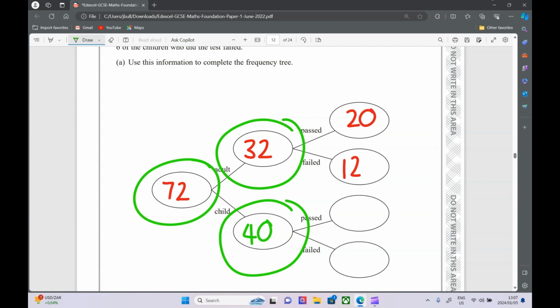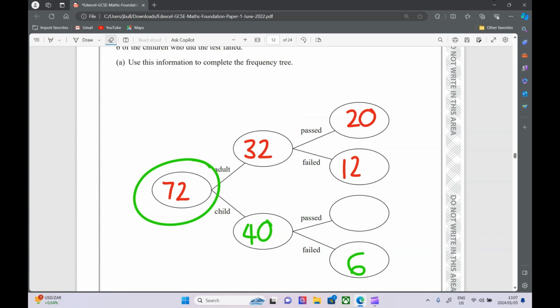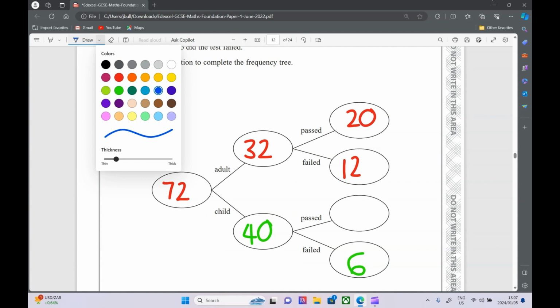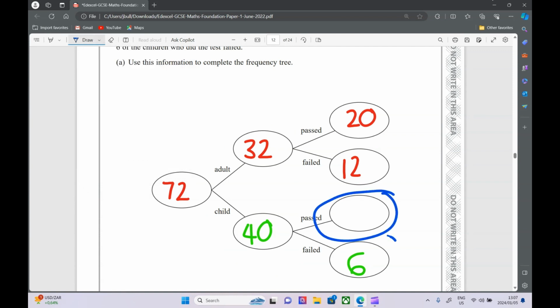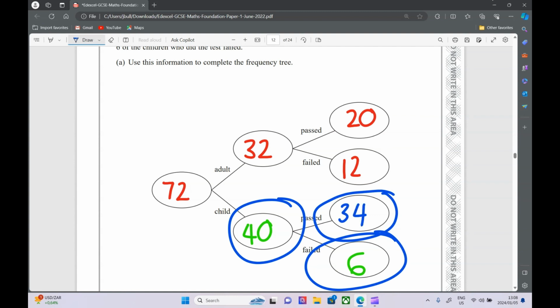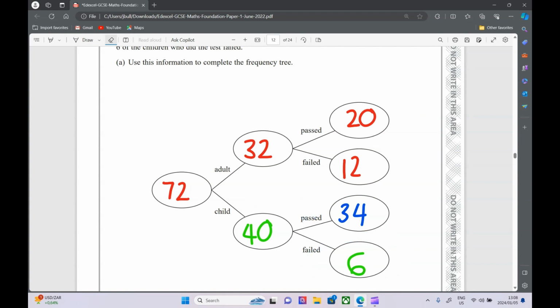They say 6 of the children failed, so I'm going to put that in there. And then remember, again, these have got to add up. So we can then say this plus 6 has to give me 40. So that would have to be 34 plus 6 would give me 40. So there I filled in my frequency table. Really straightforward. You would just have to work through it like that, just keep track of the branches.